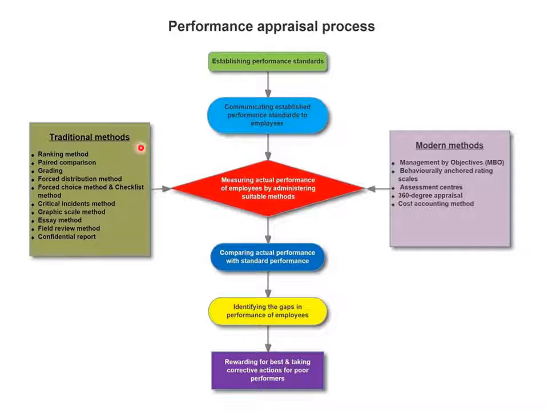For measuring the actual performance, there are traditional methods and modern methods. In the traditional methods there are a number of methods: ranking method, paired comparison, grading, forced distribution, forced choice method, checklist method, critical incident, graphic scale, essay method, field review, confidential report. In the modern methods we have management by objectives, behaviorally anchored rating scale, assessment center, and 360-degree appraisal. So that is covered over here.